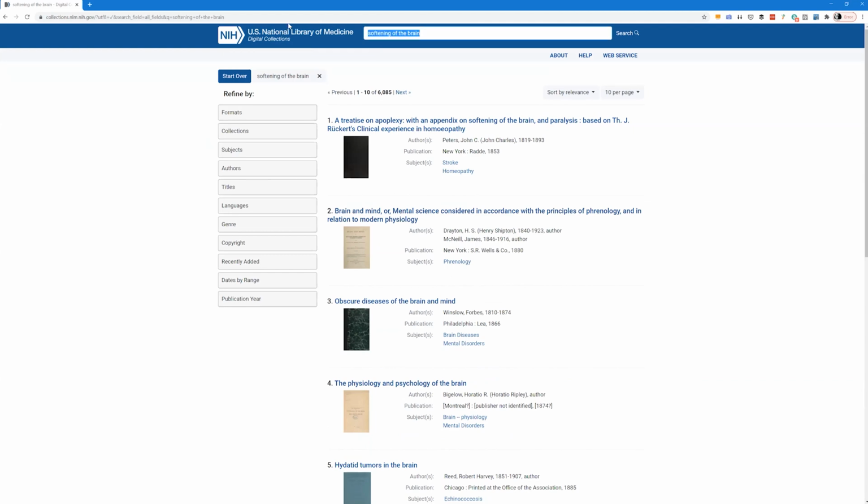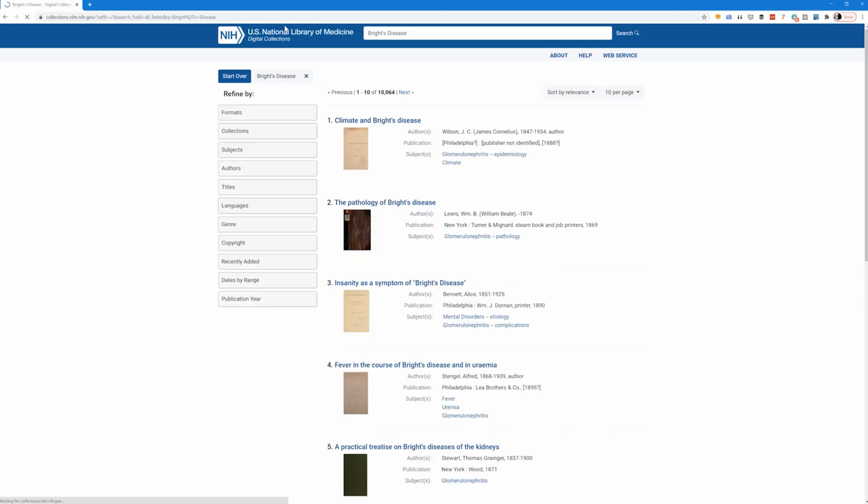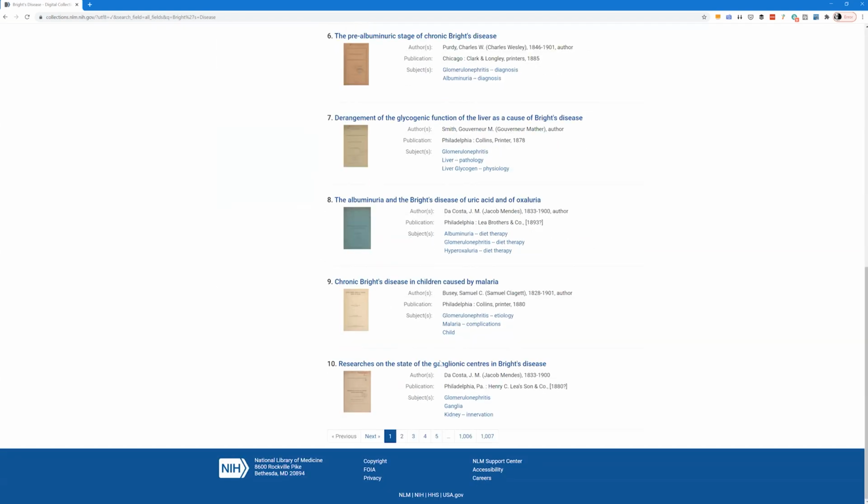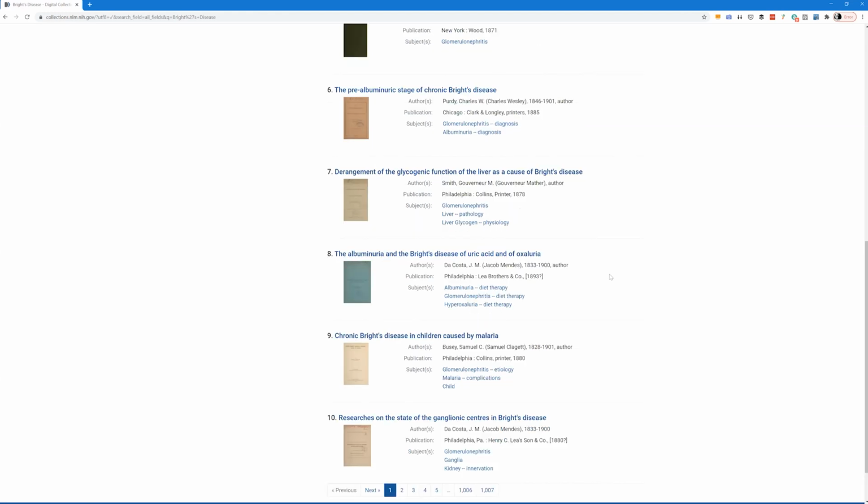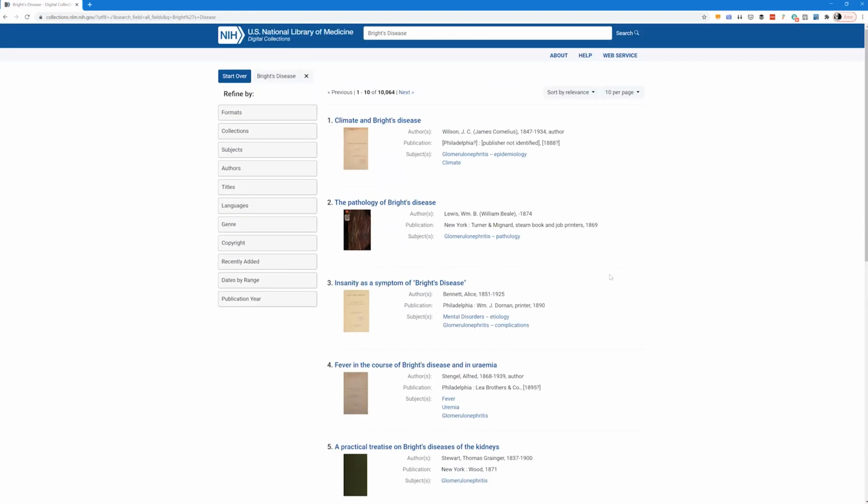Another disease you'll see in old death certificates, Bright's disease. Climate in Bright's disease, the pathology of Bright's disease, insanity as a symptom of Bright's disease. 10,000 hits there. The first page or so of them dead on for resources related to Bright's disease at various historical periods. I've also had success with Civil War research, not searching for names of diseases, but searching for things like the name of a field hospital in Virginia where an ancestor of mine died, or searching for the name of the surgeon who signed his death certificate.